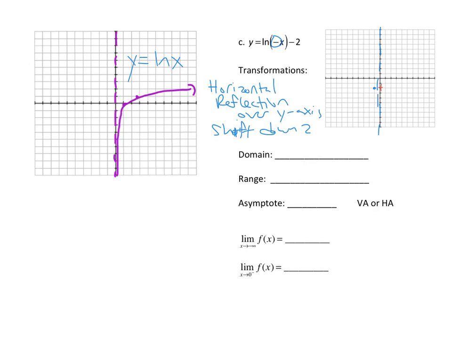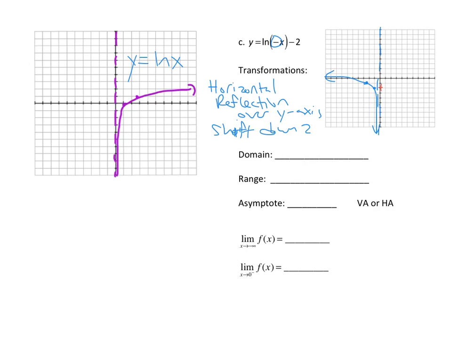My next point would normally go to the right 2.7 and up 1. Instead of going right, I go left 2.7 and still up 1. And it lands about right there. Then we just connect and draw the correct shape of the graph.